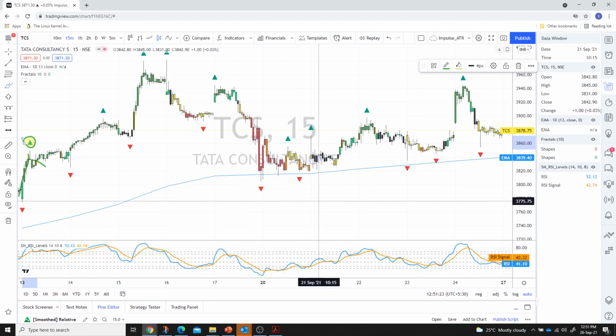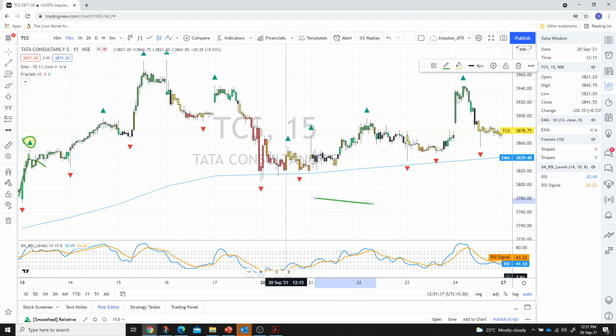It keeps you on the right side of the trade at least. If not making big money, at least it doesn't make you lose money. It brings you out of the wrong trade immediately and lets you wait for the right setup. Okay.